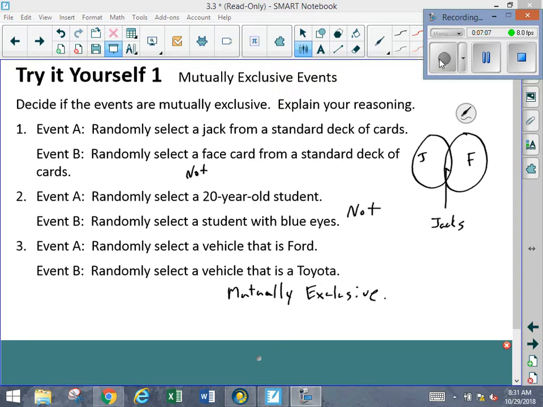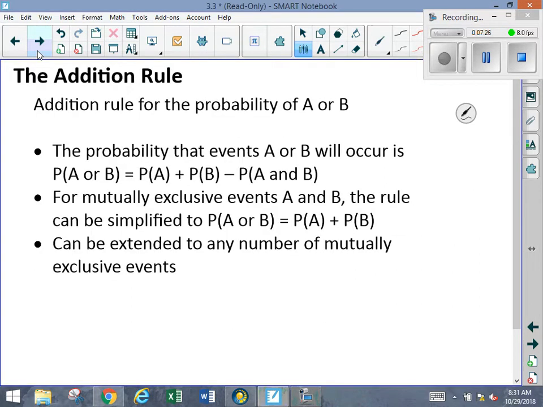Alright, so the reason that we're doing this is we have two rules for, like, if one event occurs, the probability that one event occurs or another event occurs, right? And we have to decide if these two events are mutually exclusive, because if they are, we're going to use one formula, and if they aren't, we're going to use another formula.